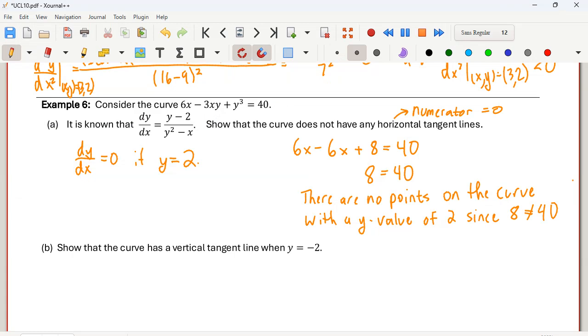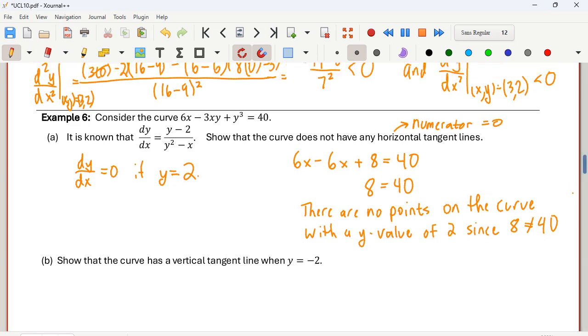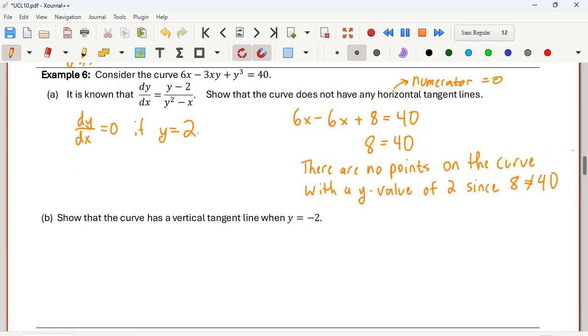Letter B says, show that the curve has a vertical tangent line when y equals -2. So sort of the same deal. This time, though, we have a vertical tangent line when dy/dx is undefined, and dy/dx is undefined when y squared minus x is 0, or y squared equals x.